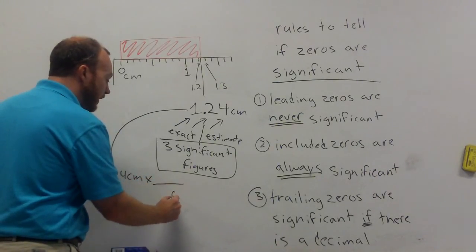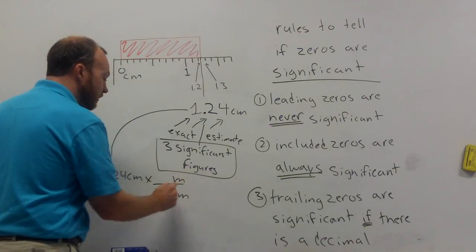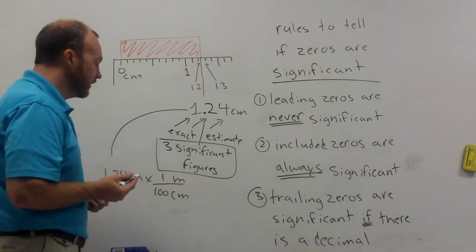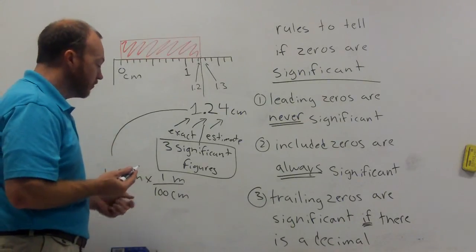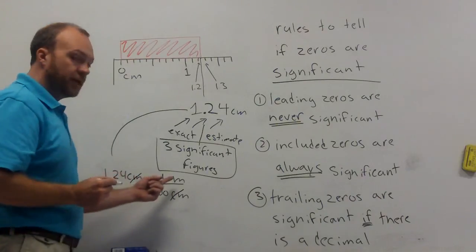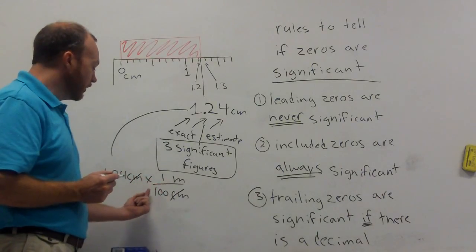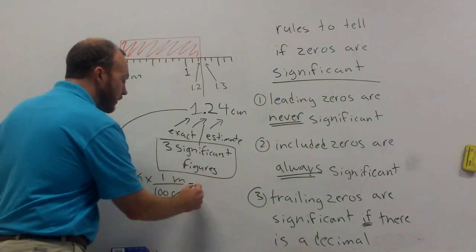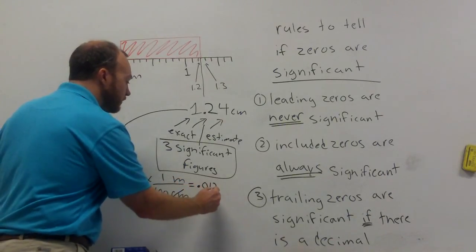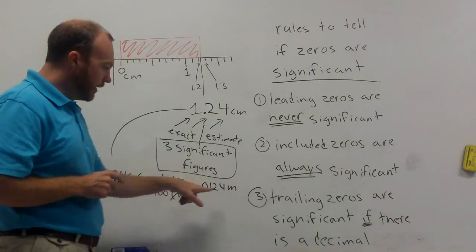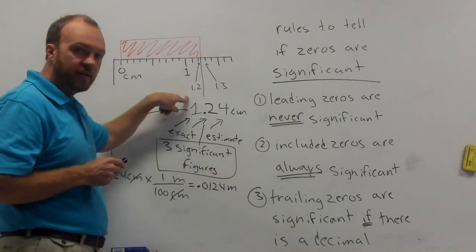We know how to do that by unit analysis. And we know that 1 meter is 100 centimeters. 100 cents in a dollar, 100 years in a century, 100 centimeters in a meter. Those units cancel, we're going to get meters. And when we divide by 100, we just move the decimal 2 places back. So we end up here with 0.0124 meters.